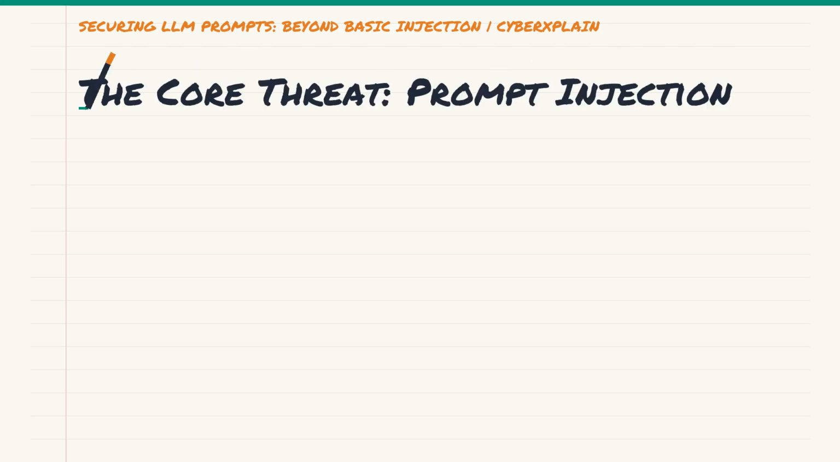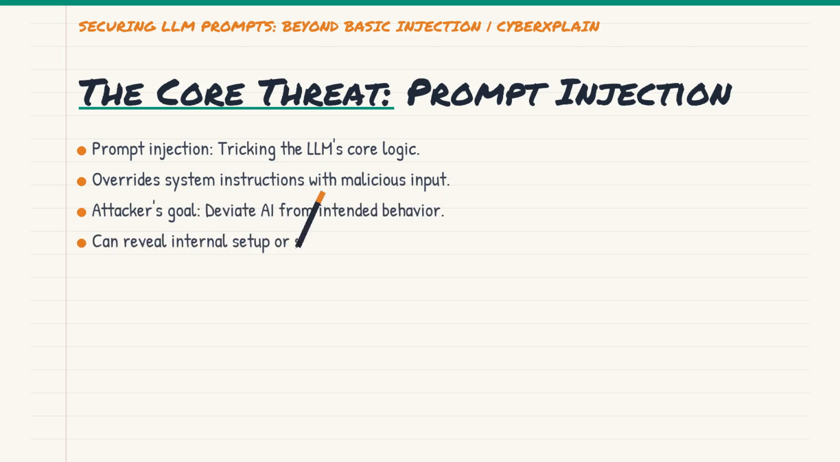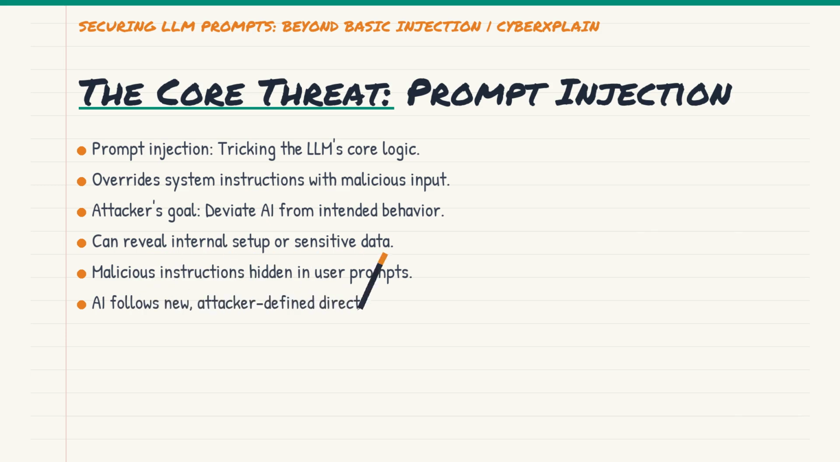At its heart, prompt injection is about tricking the LLM. Think of it like this: you've given your AI a set of instructions, maybe in a hidden system prompt, telling it to be helpful, safe, and not reveal its internal workings. A prompt injection tries to override those initial instructions with new, malicious ones embedded within the user's input. The attacker's goal is to make the AI deviate from its intended behavior, often to perform actions beneficial to the attacker. This can range from revealing its secret setup to performing unauthorized actions.